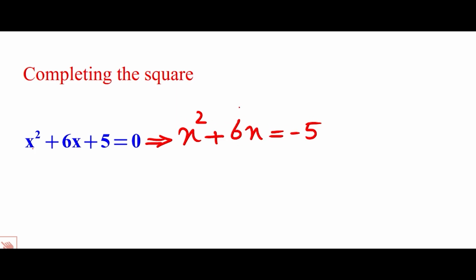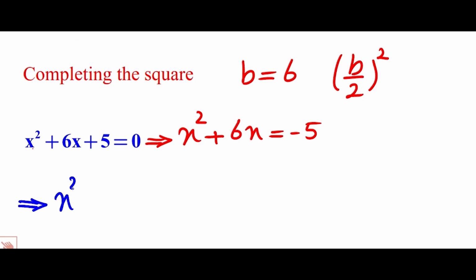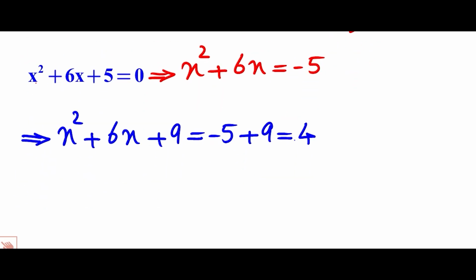In this expression, b equals 6. So add b over 2 squared to both sides. So 6 over 2 is 3. 3 squared is 9. So we have x squared plus 6x plus 9 equals negative 5 plus 9 equals 4. So we get x plus 3 squared equals 4.